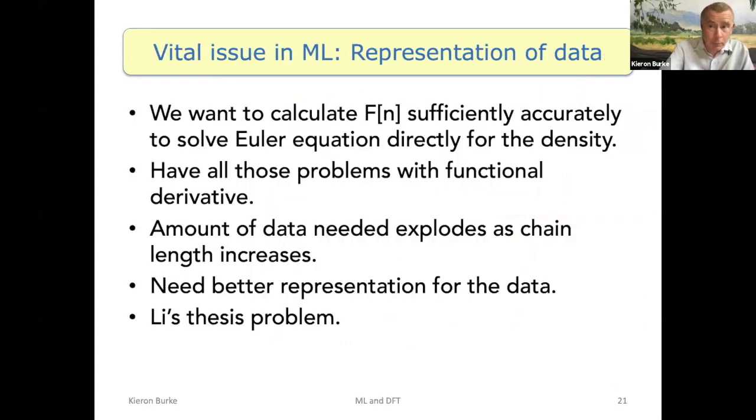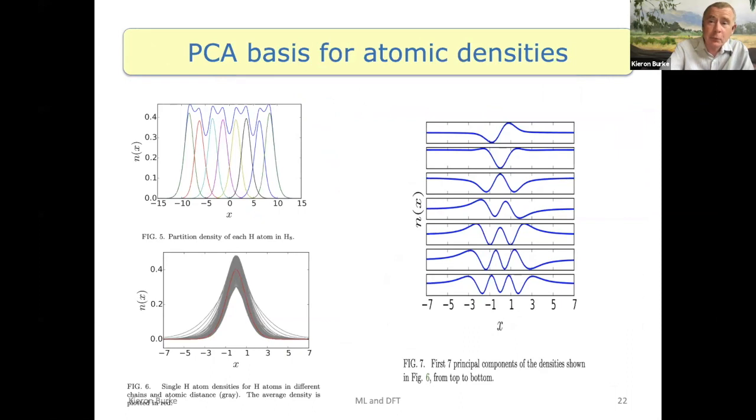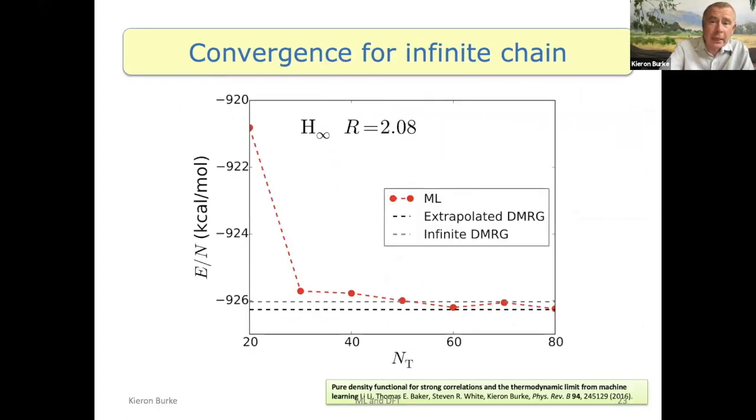So an important point is the representation of the data. So I'm going to skip over that, except to say that we applied all this to our hydrogen chains, and we were able to get, for a strongly correlated system, the thermodynamic limit of that system using machine-learned functionals. So this was doing the exchange and correlation together. This was, again, in collaboration with Steve White.